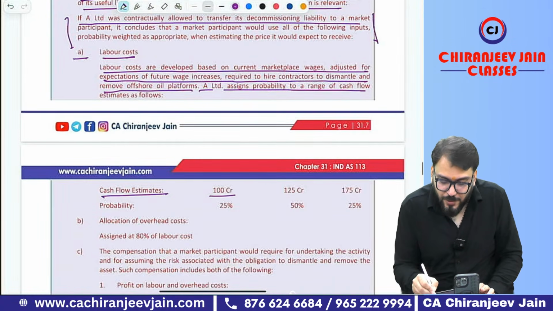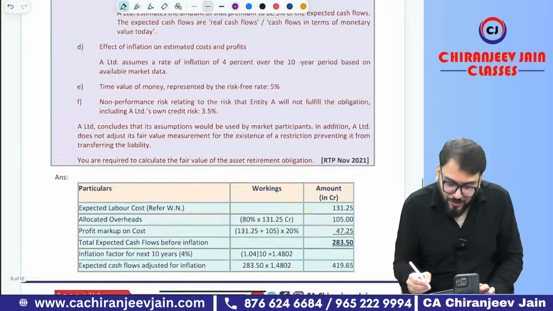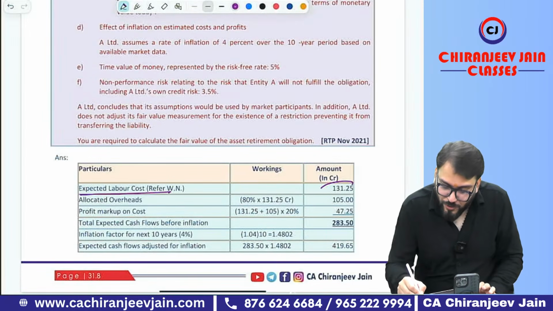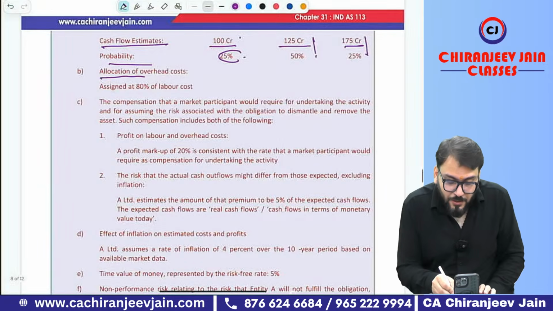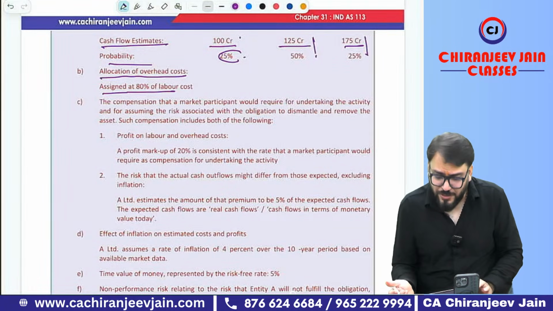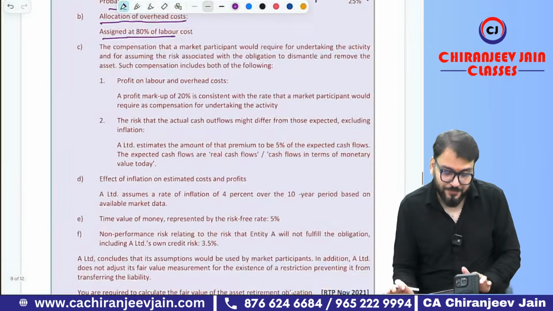Now they have given cash flow estimates for labor cost. Probability is this, so this into this into this into this. You'll do it, so you can find out the expected labor cost very easily. Then allocation of overhead cost: assign 80% of labor cost. So overhead cost is 80% of this, you can add it very easily.